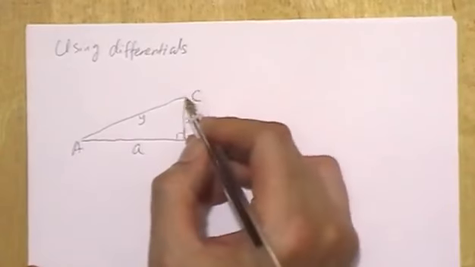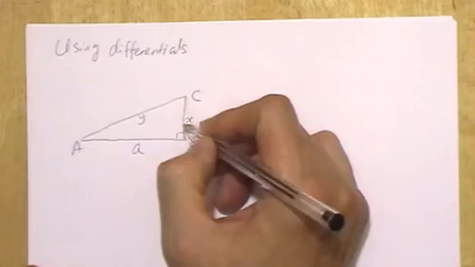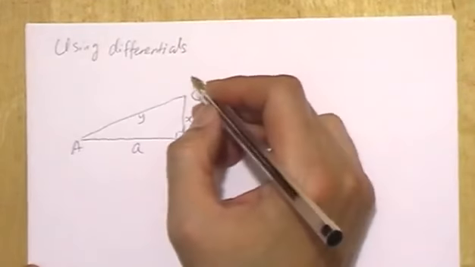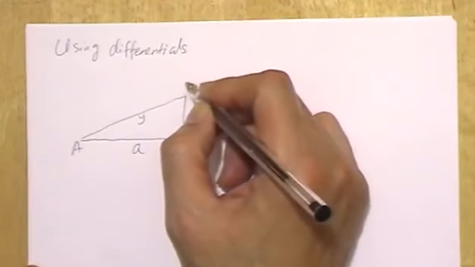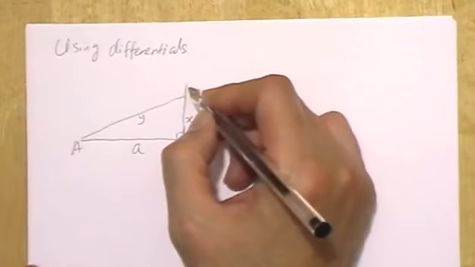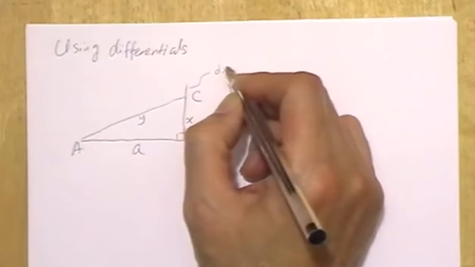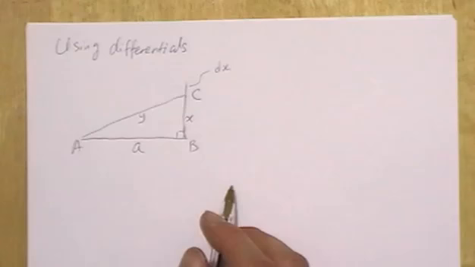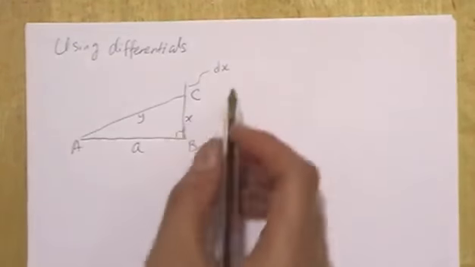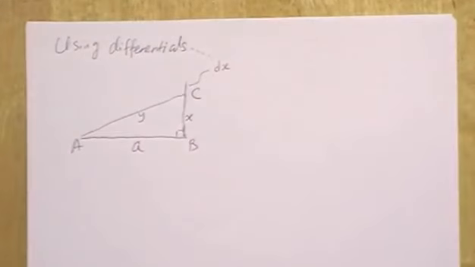to Y if the side X increases by a little bit. So X increases by a little bit. Let's call that little bit dx. So dx is a small increase. And that's what this differential means. Differential in the sense of a small increment.